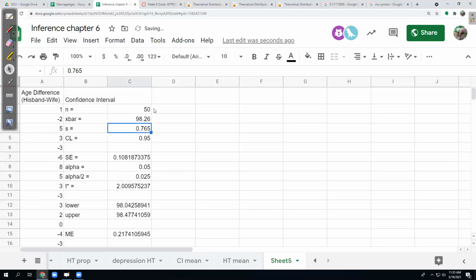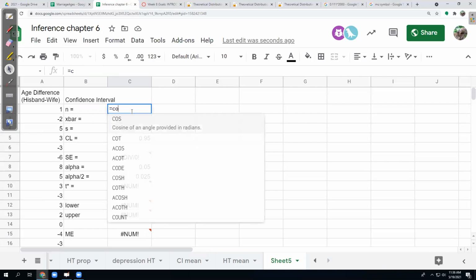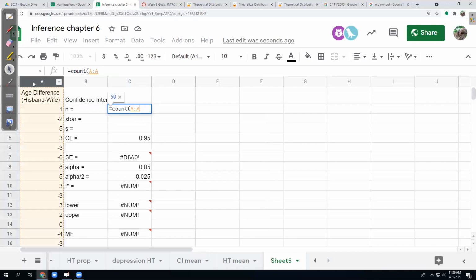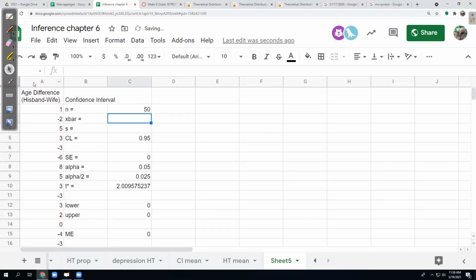Okay, so to modify this, whereas before I just typed in numbers I was given, in this case I'm going to have to calculate them based on the data. So anytime you're given data, don't manually type the sample size, use the spreadsheet to count it. So that would be equals count. And then everything in A is just the name and then the numbers, so I can choose just the whole column. And it says, yep, there's 50 numbers there.